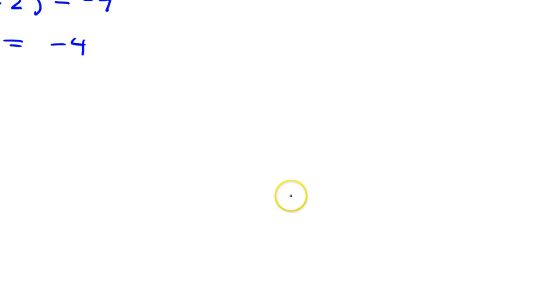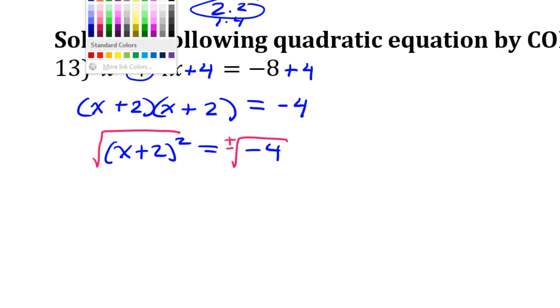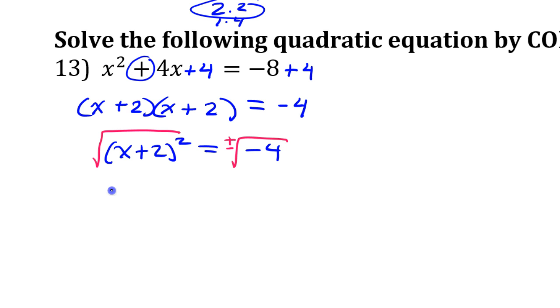So from here we're going to use square roots to solve. So I can now take the square root of both sides. Don't forget your plus minus. And this is going to give me x plus 2 is equal to plus or minus. Now the square root of 4 is 2. Because it was negative, it will be 2i.